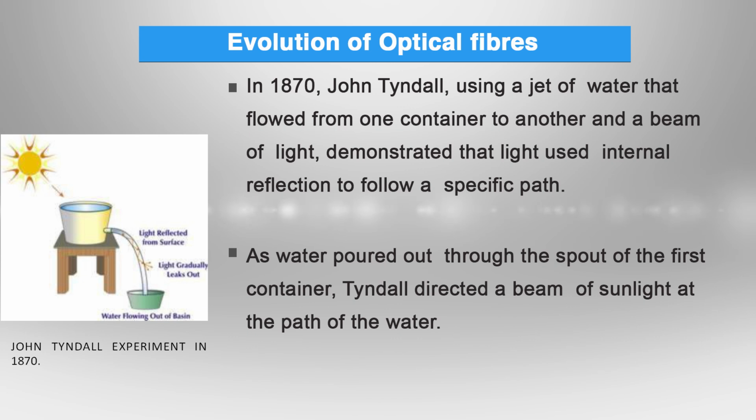Starting with the conceptual beginning, the idea of using light for communication traces back to the late 19th century with early experiments in guiding light through bent glass rods. First optical fiber: in 1970, Corning Glass Works produced the first optical fiber with a loss of 20 dB per kilometer, which was a significant improvement over earlier attempts.